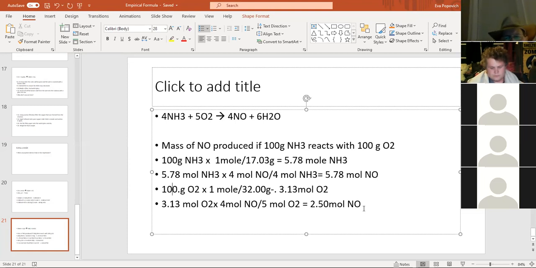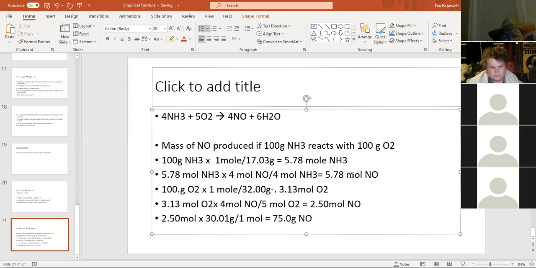So my last step, I'm going to take my 2.50 moles and multiply it by 30.01 grams per 1 mole. And this will give me 75.0 grams NO.